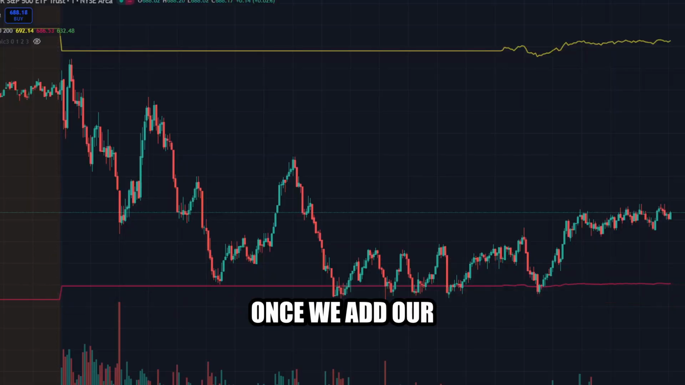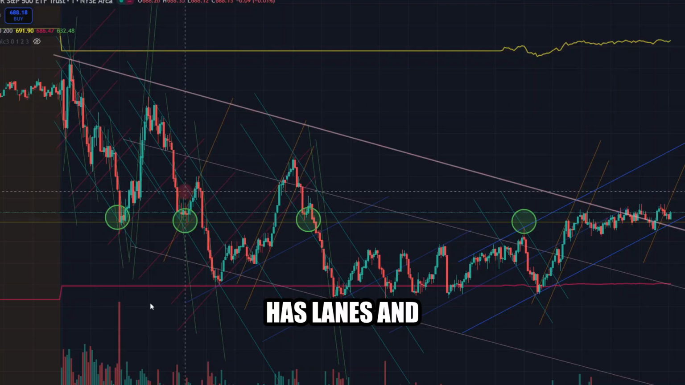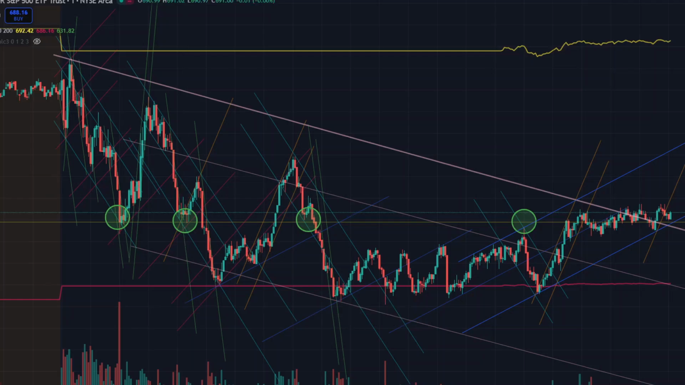Once we add our algorithms, it helps you identify the patterns. Just like a football team has lanes and patterns that they run. Every day we identify the algorithms, which are the patterns and the lanes that the bulls and the bears are running. This helps you take a trade with good risk to reward and set your profit targets as well as your tight stop loss.